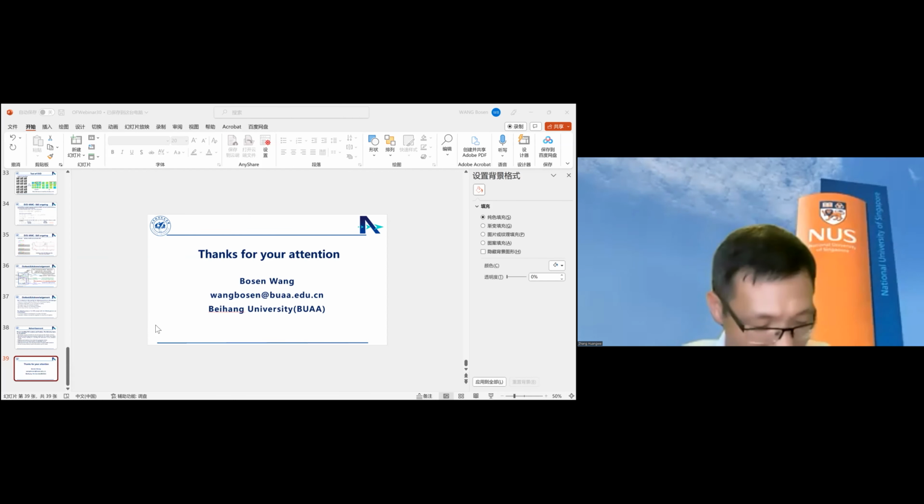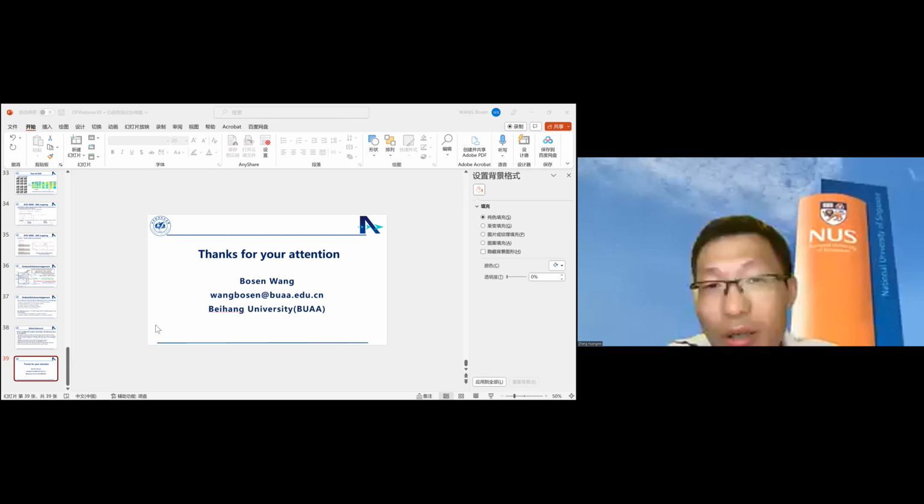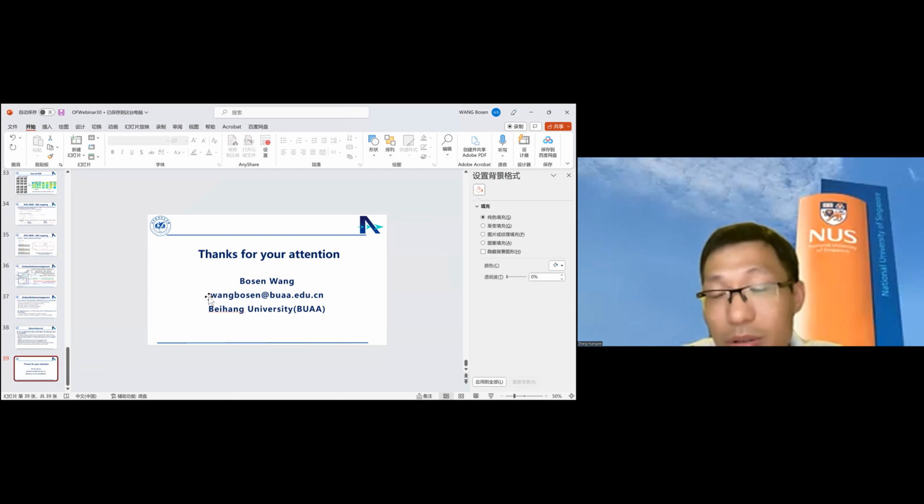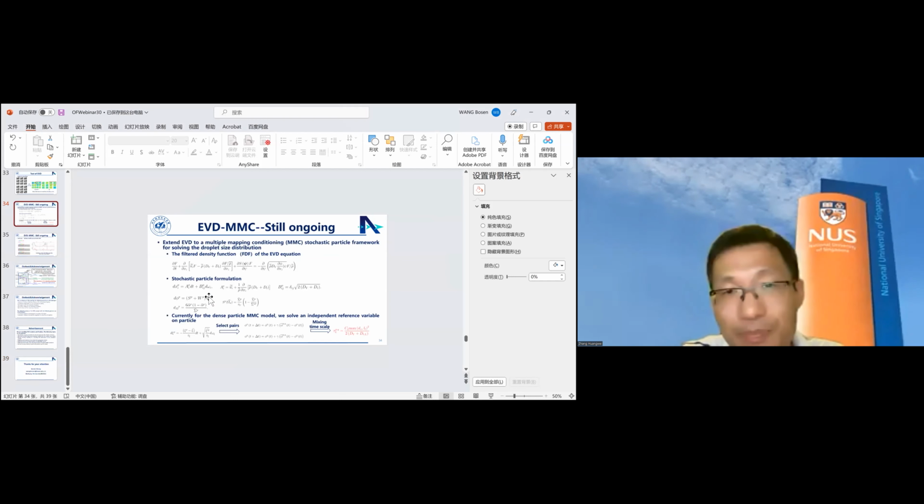Maybe I ask first. For the last part, you introduced the EVD and MMC model, right? So this is the final part. With that method, you aim to predict the interface, as well as the surface density and the volume fraction. And for the MMC part, we can predict the droplets, right? Is my understanding correct or not? Yes. Okay, so I think there is somehow a regime boundary, right? So in this method, how is this determined?